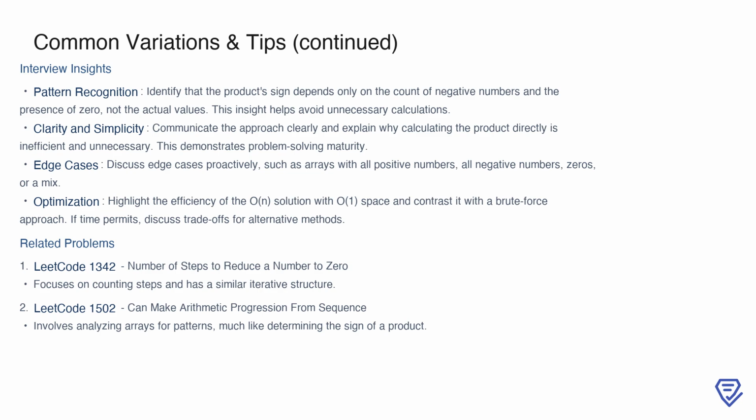First, focus on pattern recognition. The sign of the product depends solely on the count of negative numbers and the presence of 0 in the array, not the actual values themselves. Recognizing this simplifies the problem significantly.